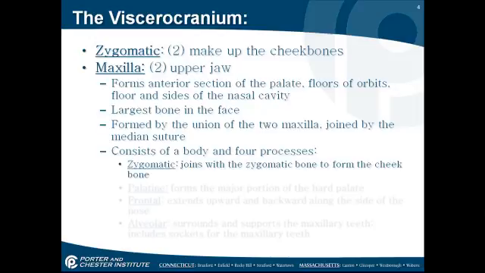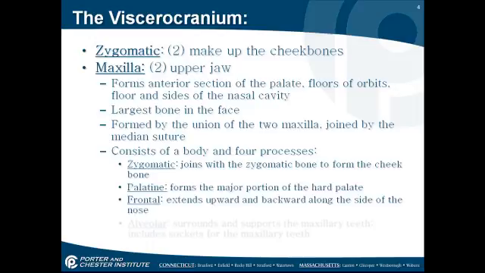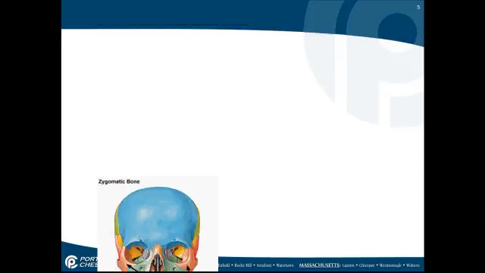The zygomatic process joins with the zygomatic bone to form the cheekbone. The palatine process forms the major portion of the hard palate. The frontal process extends upward and backward along the side of the nose, and the alveolar process surrounds and supports the maxillary teeth. It includes the sockets for the maxillary teeth.